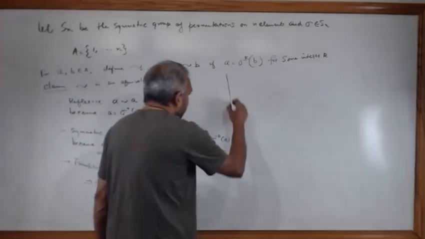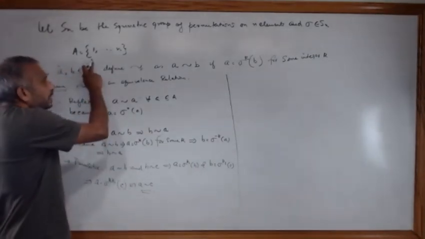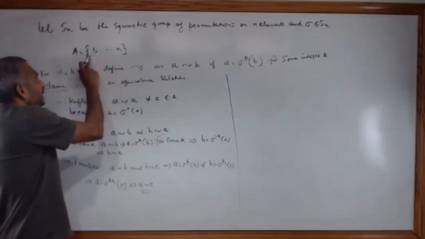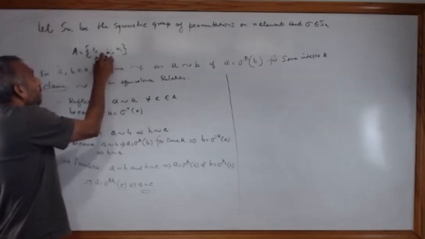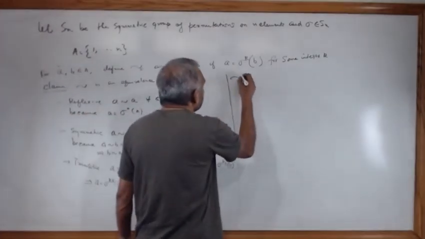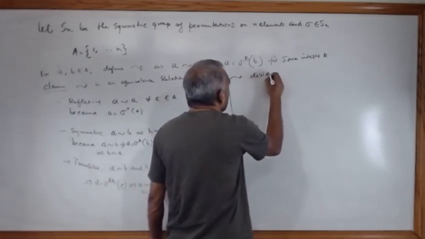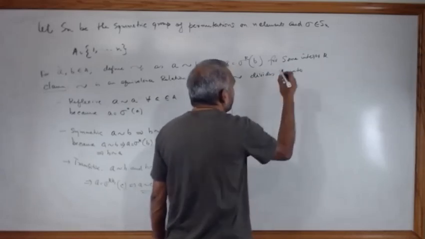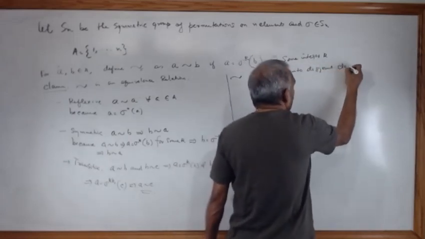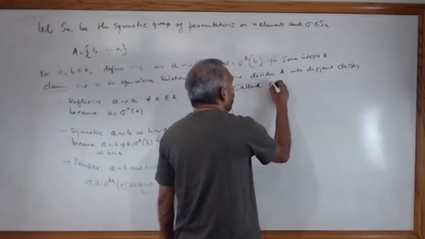So why are we doing this? Because an equivalence relation on a set divides the set into disjoint subsets called classes. So this relation tilde divides A into disjoint subsets or classes, called, in this case, orbits.